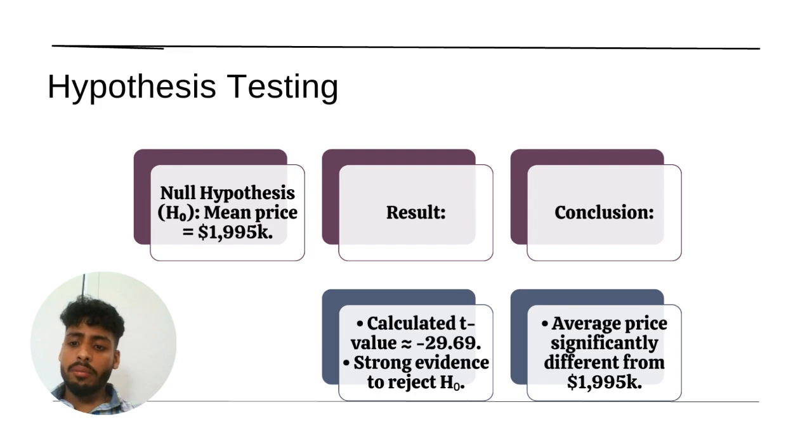We tested if the mean property price was 1,995,000. The t-test showed a very large difference, so we rejected the null hypothesis. This means the average price is definitely not 1,995,000 in this sample.